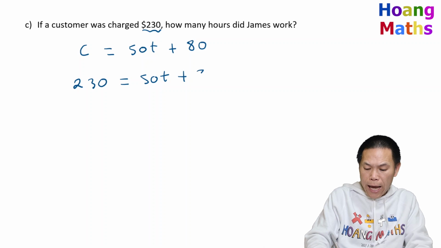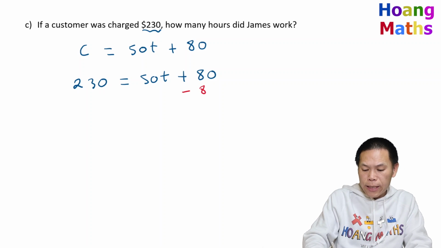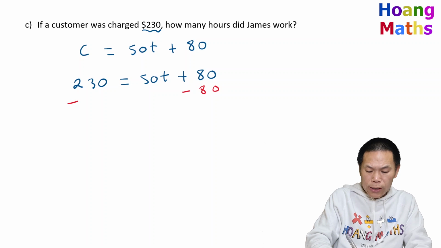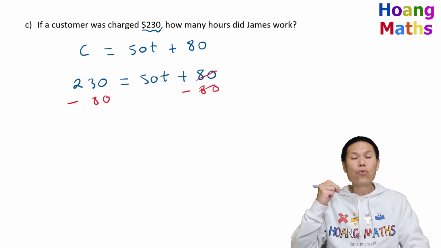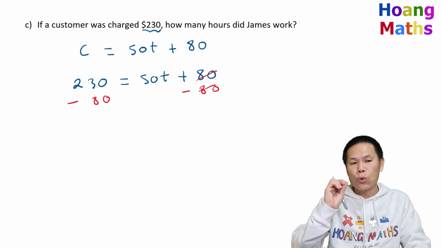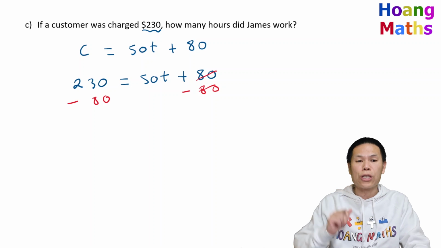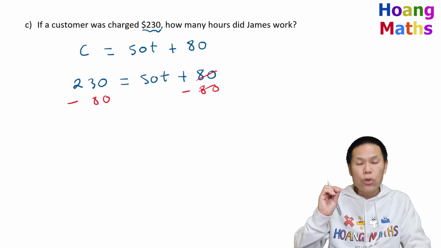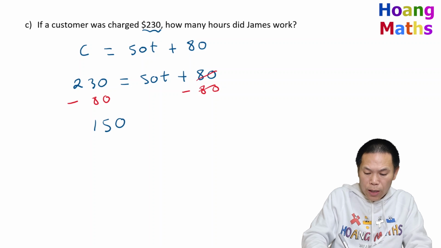T plus 80. And what I do, I just remove this 80 by minusing 80 on both sides. So that cancels out. So 230 minus 80 is 150. Of course, you can just put it on the calculator, 230 minus 80. Okay, so 150 is equal to 50T.